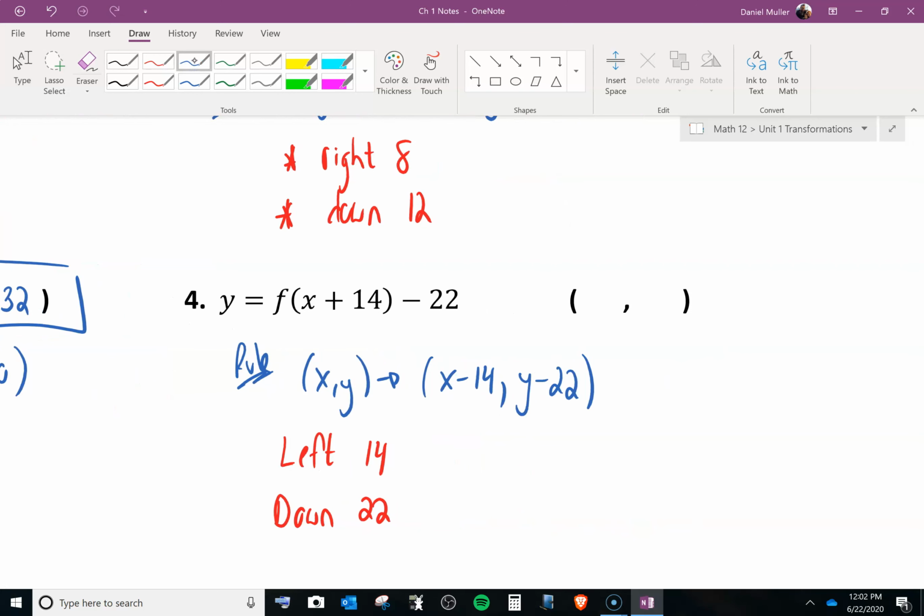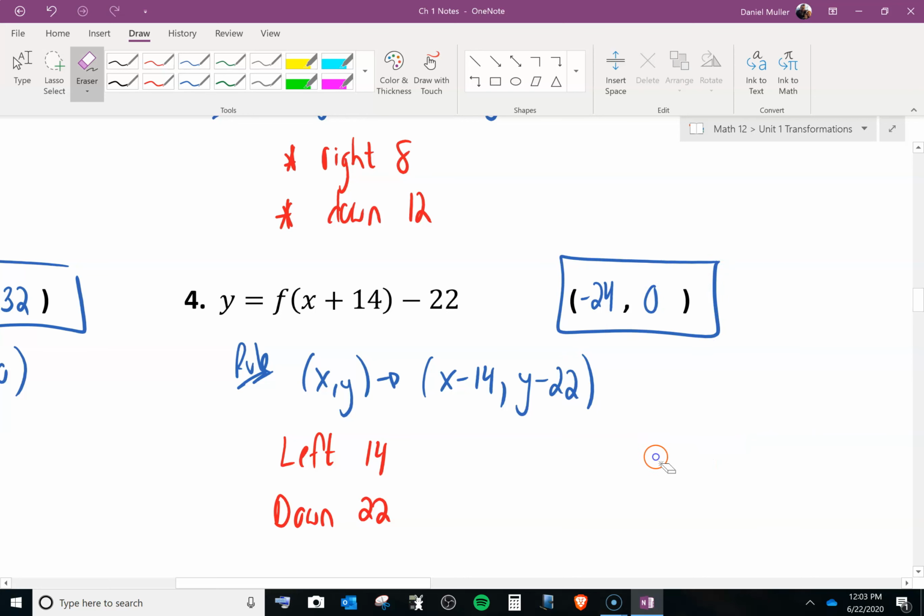So that part is unnecessary. What we're trying to do is negative 10 comma 22. So if you're at negative 10 and you minus 14, you're now going to be at negative 24. And if you're at 22 and you minus 22, well, now you're at 0. So that is our new point.